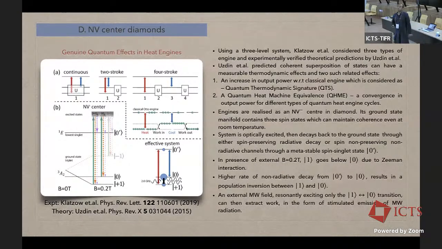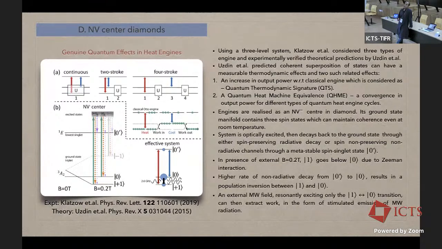And then you essentially pull the population, which decays to this state, so you have more population. Then you shine some coherent light, an external electromagnetic field, which resonantly excites between these two states, so that you get more power from it. This is exactly like stimulated emission of microwave radiation. So this is how they realized it.